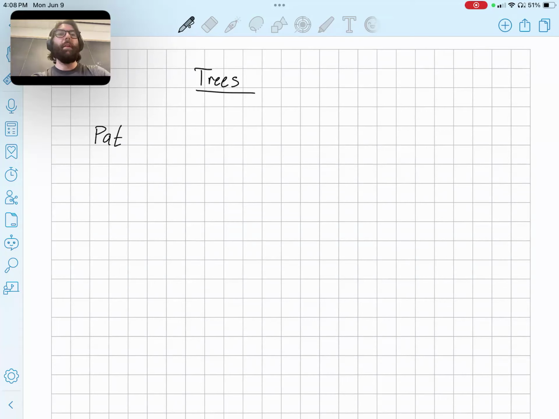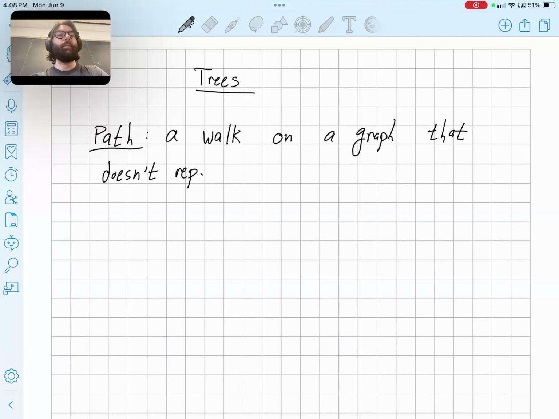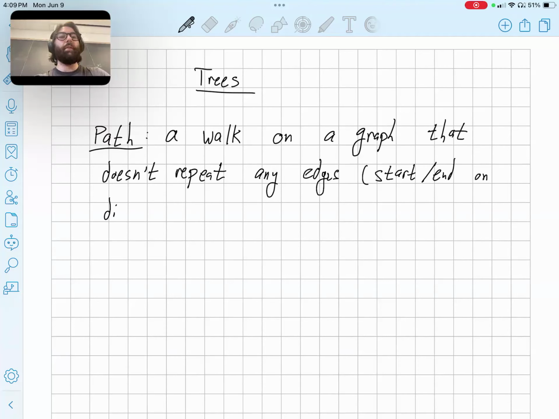So a path, we've seen this word attached to other words, like an Euler path, a Hamiltonian path, but a path just by itself is a walk on a graph that doesn't repeat any edges. There's varying usages of this terminology, but whenever I say a walk or a path, I will mean that it always starts and ends on different vertices.